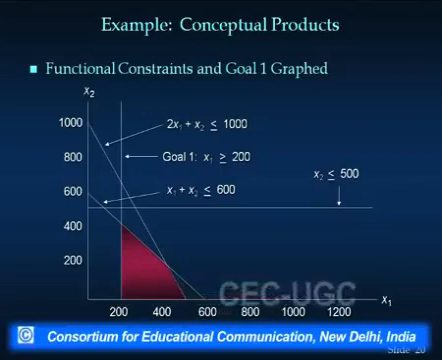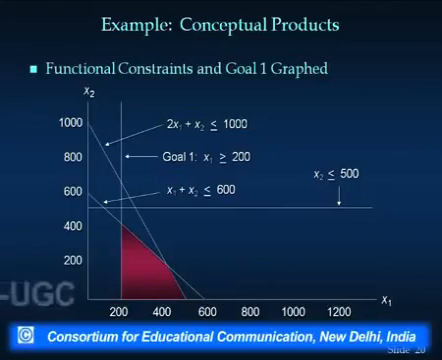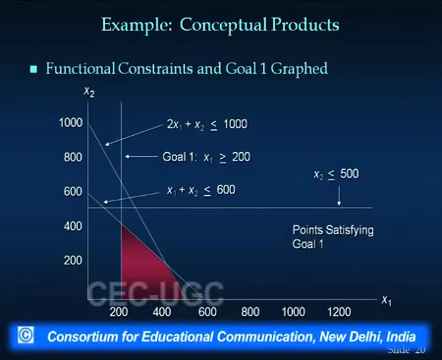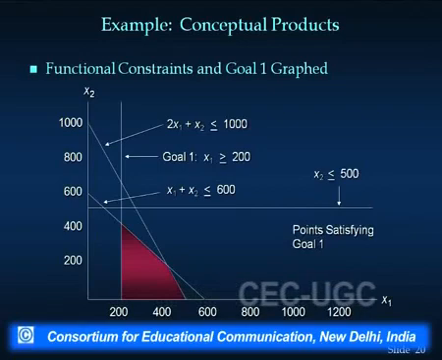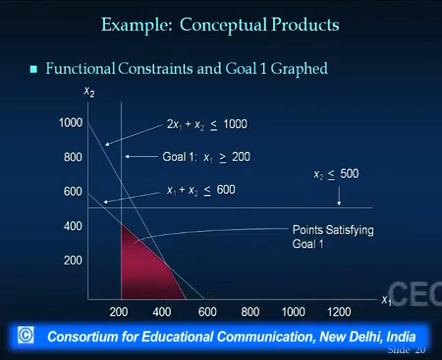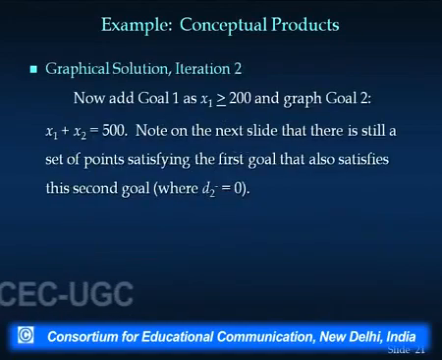First we will see how x1 greater than 200 is marked with a vertical line. Points satisfying goal 1, this is the feasible region which is marked red. Clearly visible, our solution will lie somewhere in this feasible region. So far the functional constraints and goal 1 have been marked on this graph. Of course we will go to goal 2 and then finally goal 3 also.